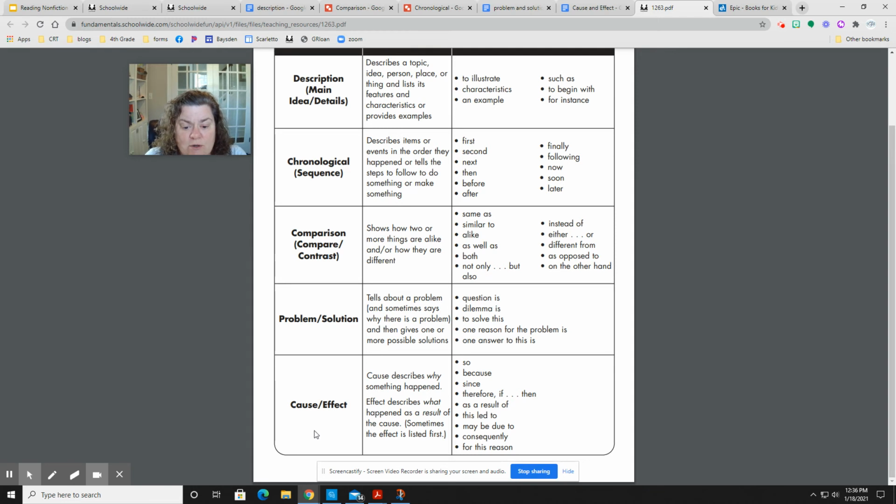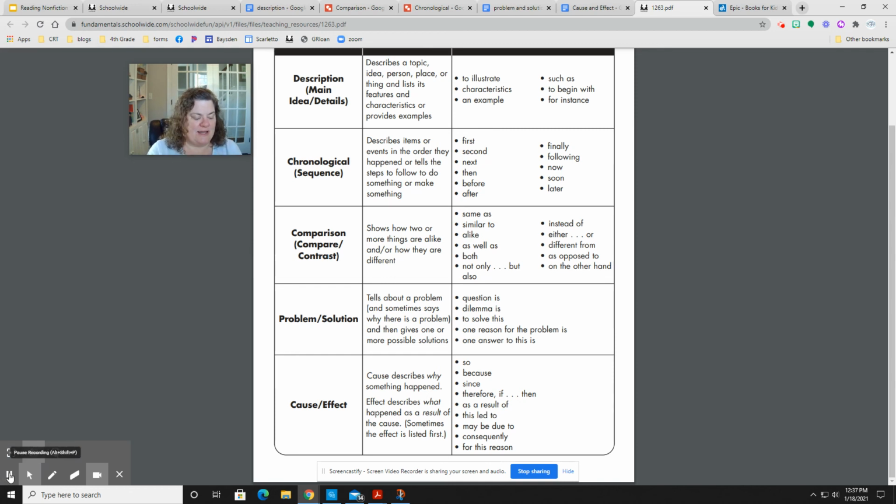With this one, your signal words might be so, because, or since. Therefore, if something happens, then something else happens. You might have as a result of, this led to, this may be due to, consequently, or for this reason. These are not all the signal words for these text structures, but these are a few of the ones that you might see when you're trying to determine what text structure you're listening to.